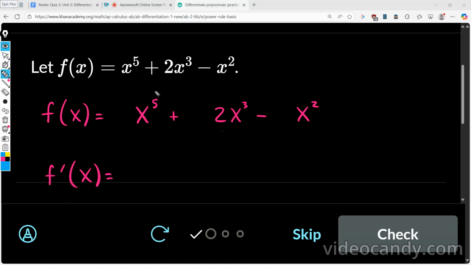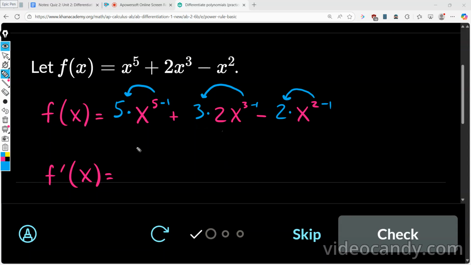Okay, so for the x to the fifth, you take that 5, you move it out front. So that's 5 times, and you just subtract 1 from the exponent. For positive 2x to the third, you take the 3, you move it out front, and that's times minus 1 on the exponent. Last term, you take the 2, move it out front, that's times and minus 1 on the exponent.